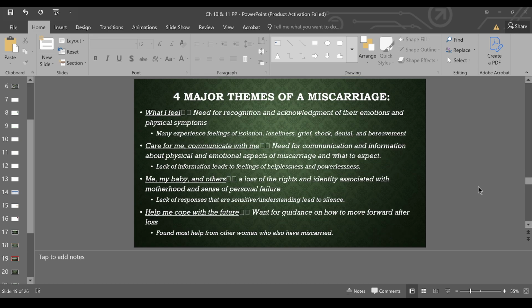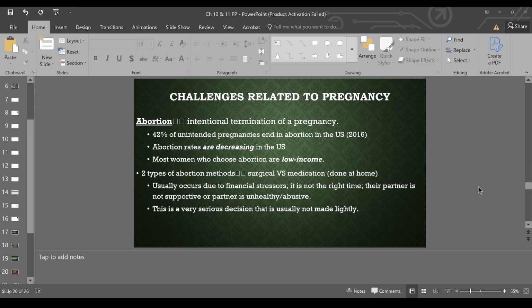And then we have this one, four major themes, which are miscarriage and what they feel: care for me, they care for others, help me cope with the future. So that's what this slide is talking about.